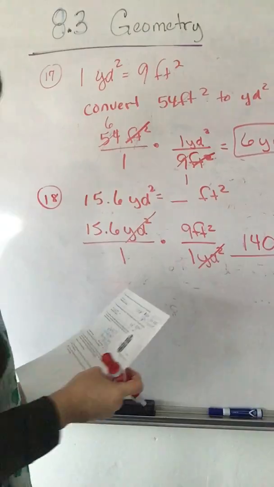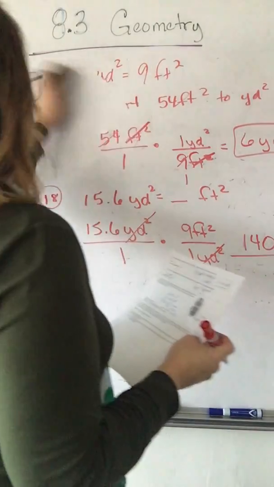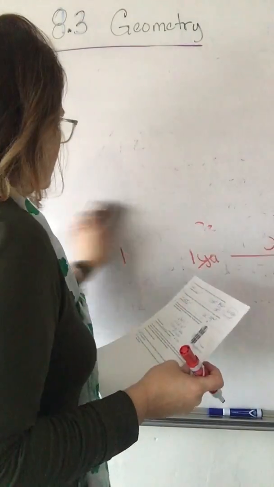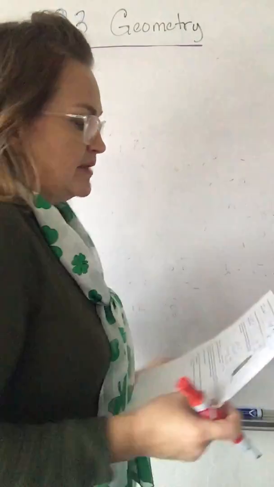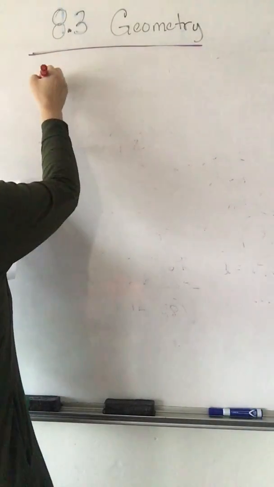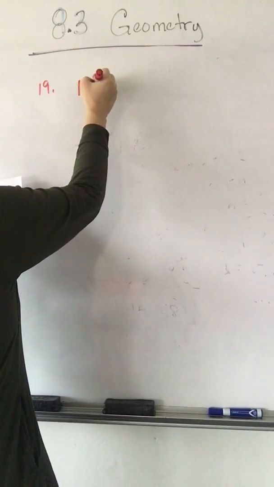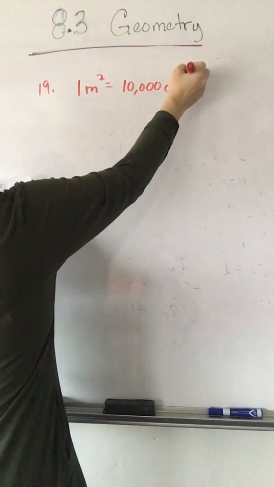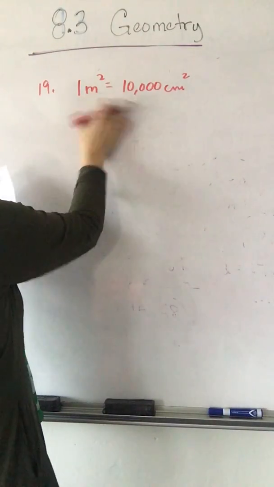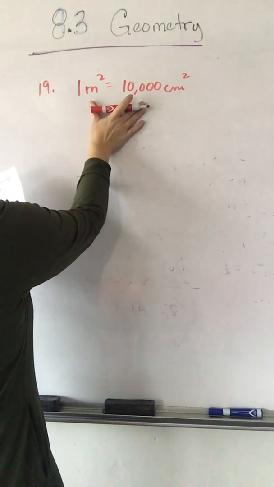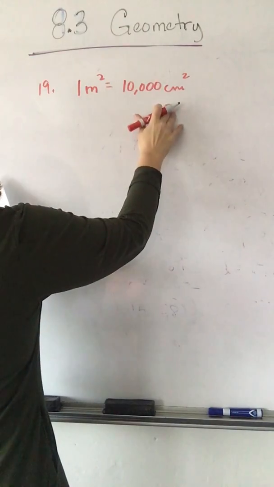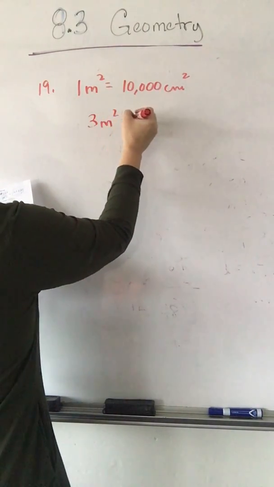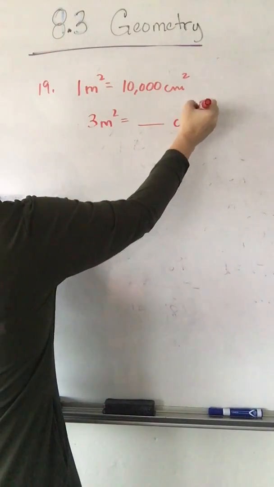Number 19, another example using the unit fraction method again. My question on number 19 looks like this. It says 1 square meter equals 10,000 square centimeters. And we learned how to do that actually without them even telling us this. We learned about converting, but it's kind of nice they wrote it out for us. Then it says use this information to convert 3 square meters into square centimeters.